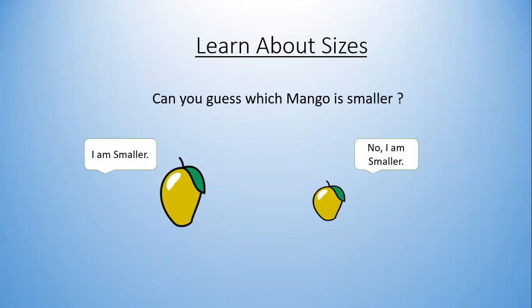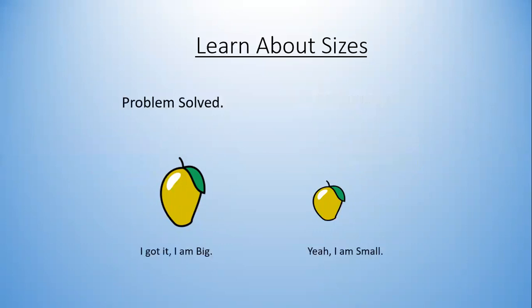Now let's do one more activity here. Can you guess which mango is smaller? Okay, the first mango here is saying, I am smaller. And the second picture, the mango is saying, no, I am smaller. So now can you give the answer? Which one is smaller? Okay, let's check. Okay, you solved the problem. The first one says, I am big. And the second one, yeah, I am small. That's cool.